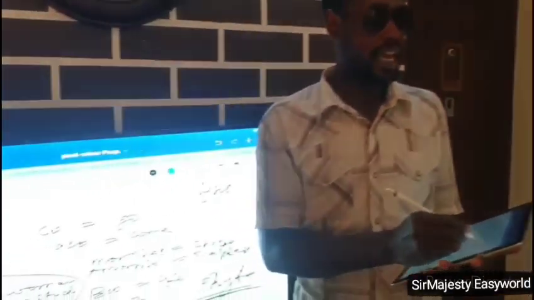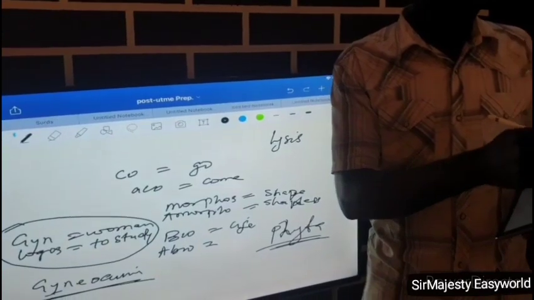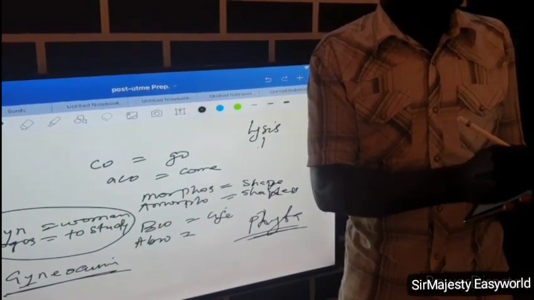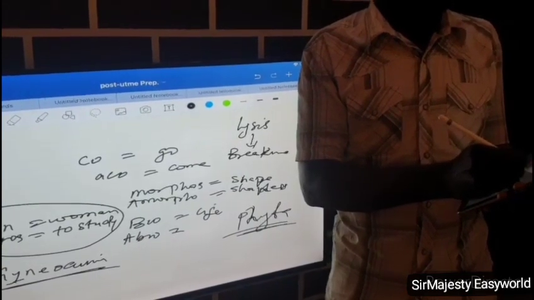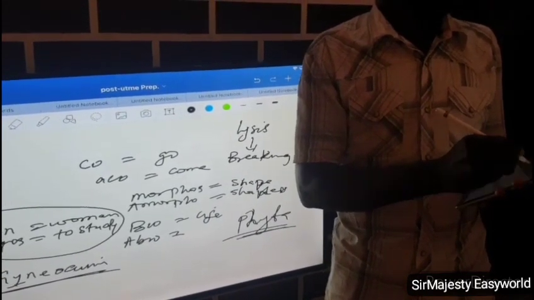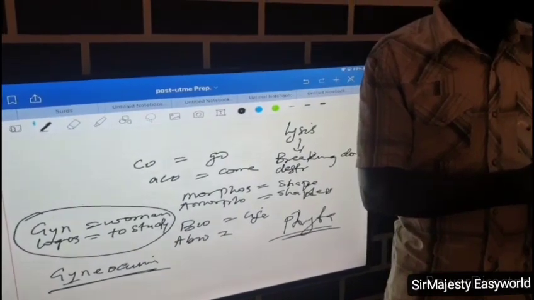Just like gynecology is the study of female reproductive system. In botany, gyneosum means the female part of what? Flower. So this is the term that will help you so much. That's science language, understanding the terminologies we use in science. If you come to science, you hear anything lysis, whether in biology, chemistry, or physics, lysis, it is standing for breaking down. Breaking down.